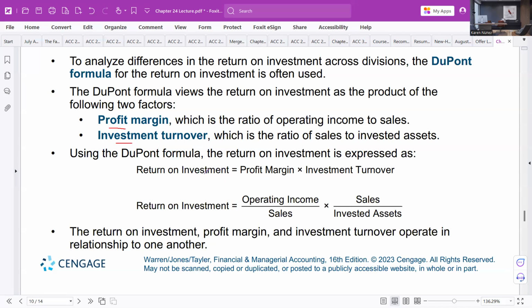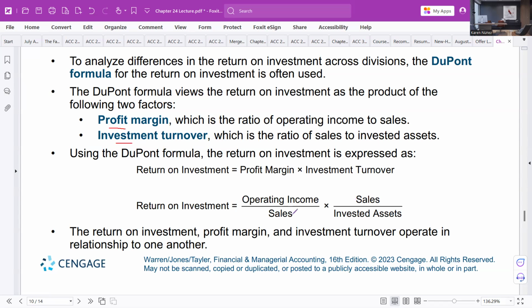So what we're saying is, instead of just the basic calculation, which is operating income over invested assets, we split it up and we measure first the profit margin, which is operating income over sales. And then we measure the investment turnover, which is sales over invested assets. So notice all we really did here was add in sales.